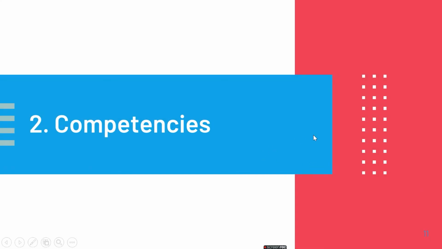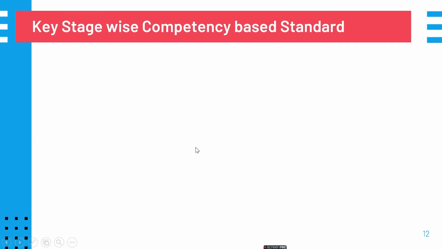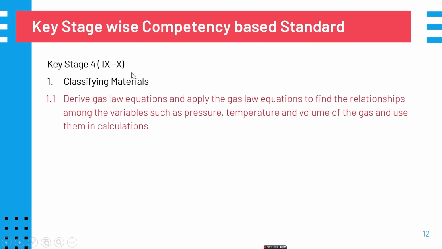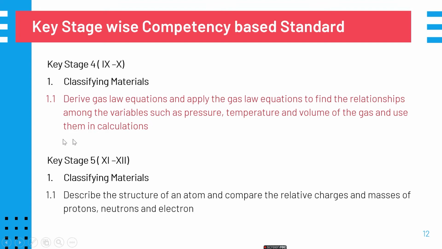Now let me talk about the competencies. When I say competencies, it's key stage wise competency based standards. So I've given an example for key stage 4 under the theme classifying materials, and this is the key stage wise competency based standard. Then I've also given an example for the same theme, classifying materials, for key stage 5, that is for class 11 and 12.